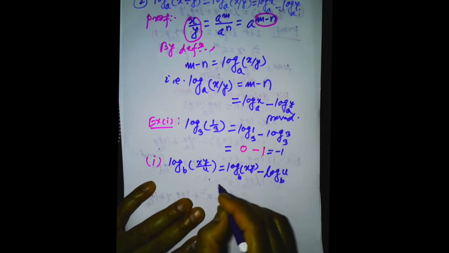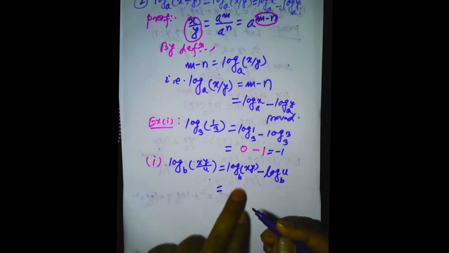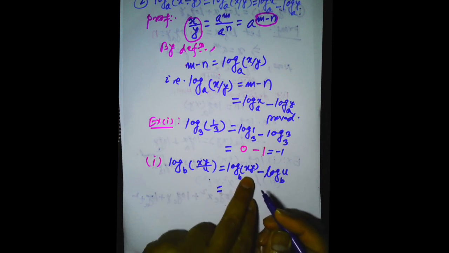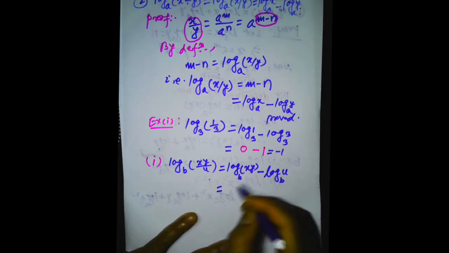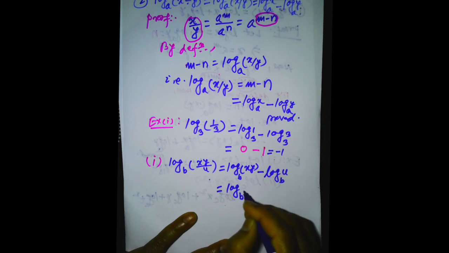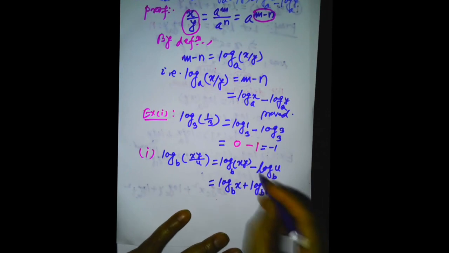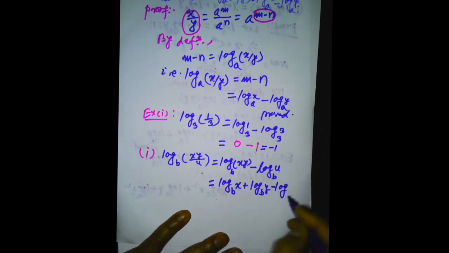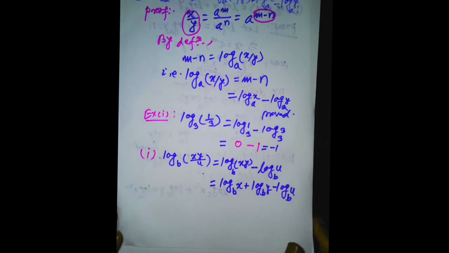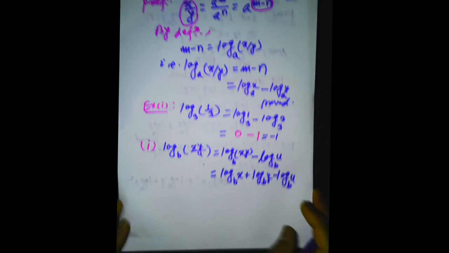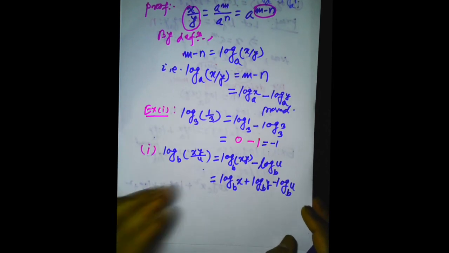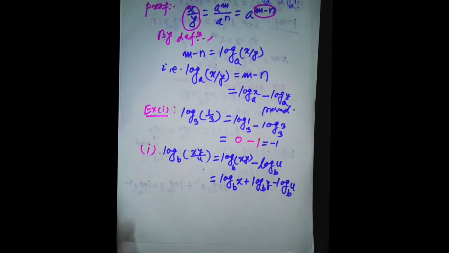Now here you can see there is another step where we can expand the log to the base b of xy. If you use the product rule, it's going to be log base b of x plus log base b of y, and we already have here minus log base b of u. In this way we can apply those laws of logarithm to the problem as well. This is only for the examples, and the same sort of concept we are going to apply when we go to solve the problem.